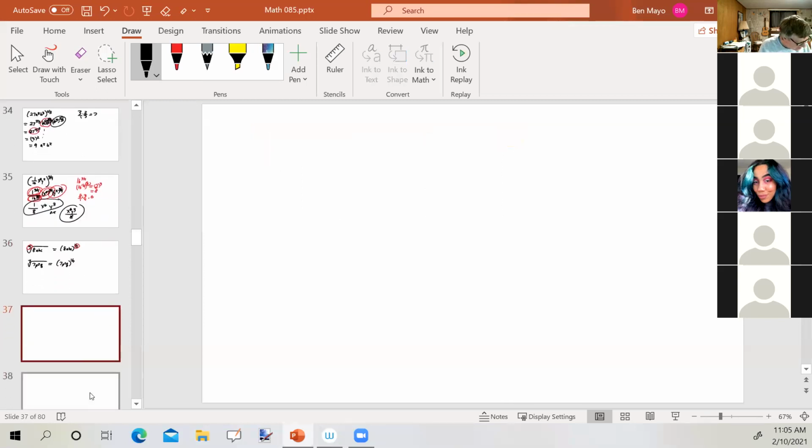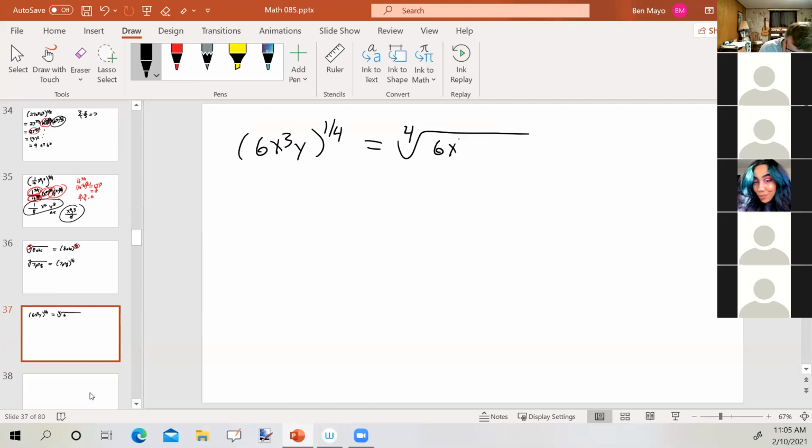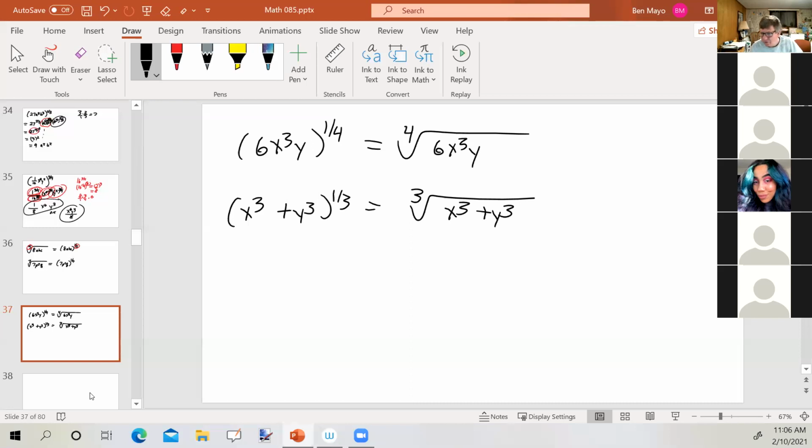This says change each exponential expression to a radical. So we've got the quantity 6x cubed y to the 1/4 power. So that would be the 4th root of 6x cubed y. So we're changing the exponent to a radical form. And let's see, here's another one. The quantity x cubed plus y cubed to the 1/3 power would be the cube root of the quantity x cubed plus y cubed. Any questions there?